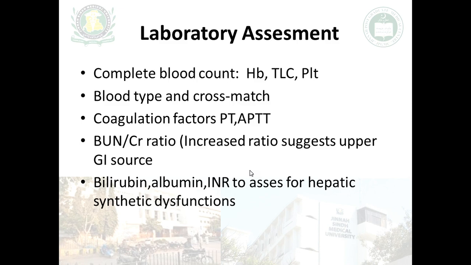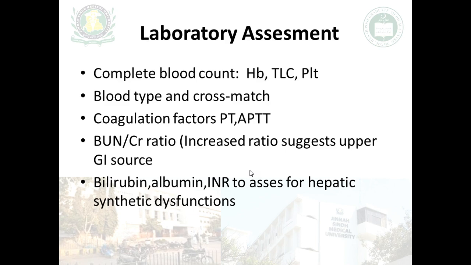Laboratory assessment, a few investigations are very important. General investigations, the basic investigations like blood CP. Complete blood count is very important because you need to know the hemoglobin of the patient, the total leukocyte count, and the platelets. Platelets will tell you whether the bleeding is secondary to low platelets. TLC will tell you if there is any infective process going on, and HB is very important.